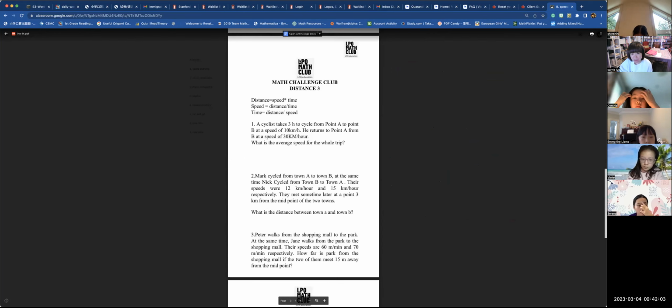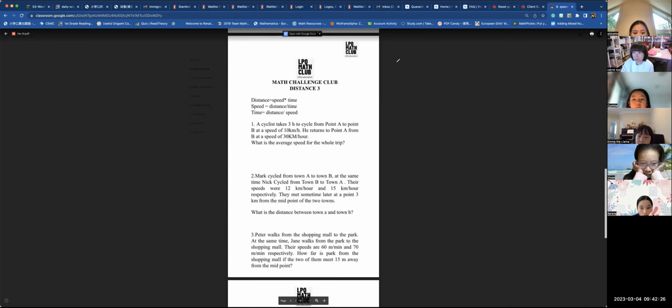A cyclist takes 3 hours to cycle from point A to point B at a speed of 10 kilometers per hour. He returns to point A from point B at a speed of 30 kilometers per hour. What is the average speed for the whole trip? Those kinds of questions are tested in a lot of mathematical questions, and a lot of students are going to make mistakes.